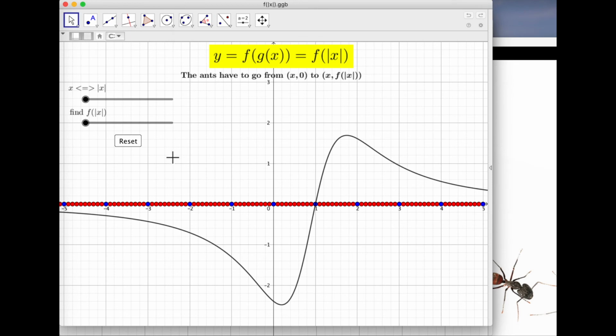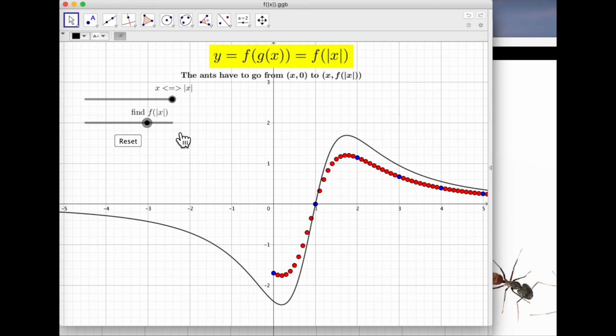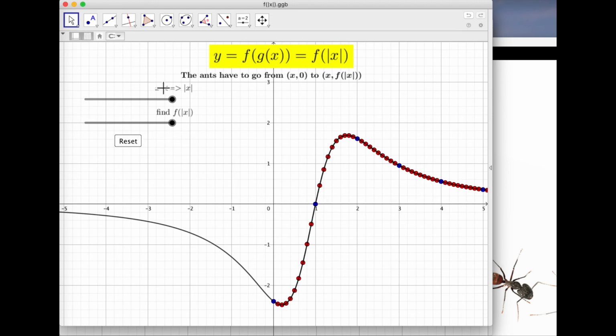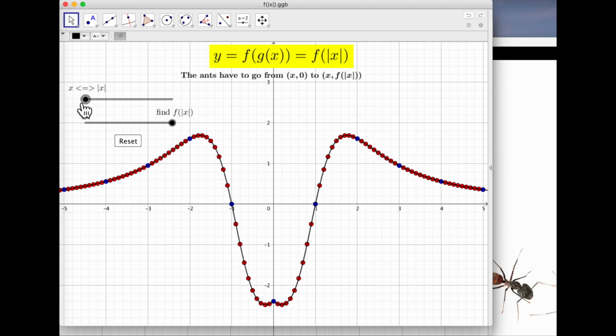So the only way the ants are going to find out what f of mod x is, first of all, is to go to mod x, which means the ones to the left of the y-axis have to reflect themselves in the y-axis, so that there are now two ants at each of these points. They then find f of x, and they then have to go home. Well, so there are two ants here. The one with the positive x coordinate sits still, and the other one has to reflect itself back in the y-axis, like this, taking a copy of the graph with it.